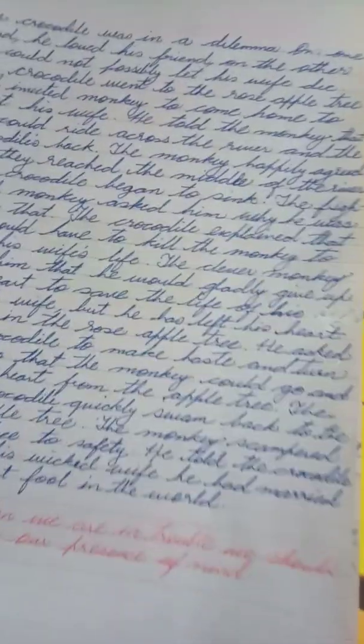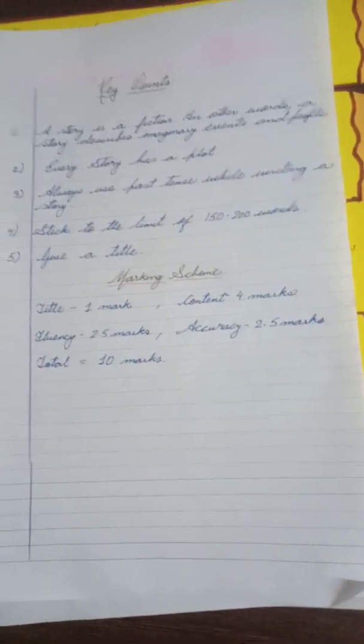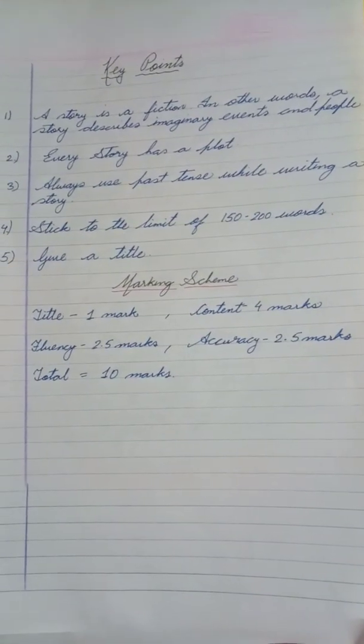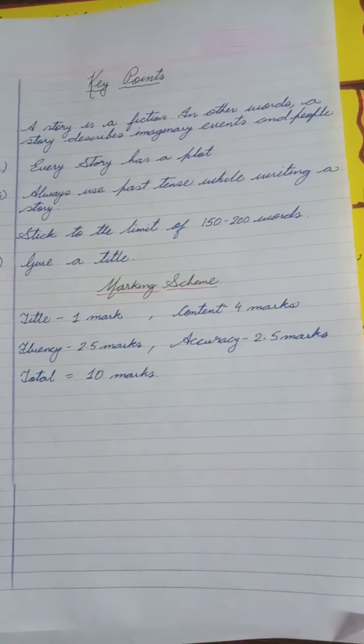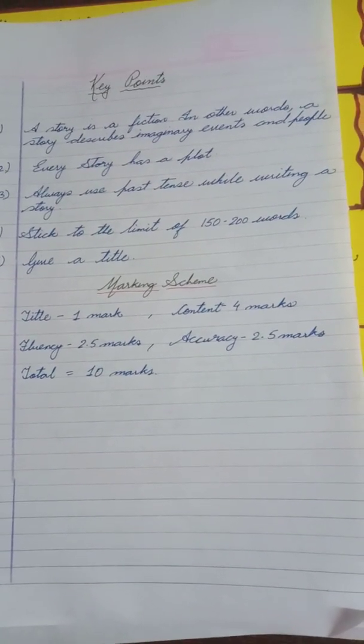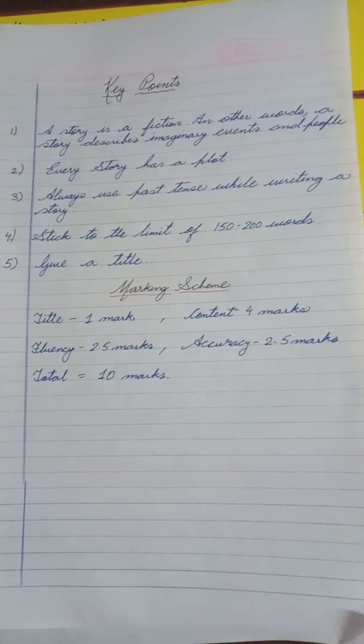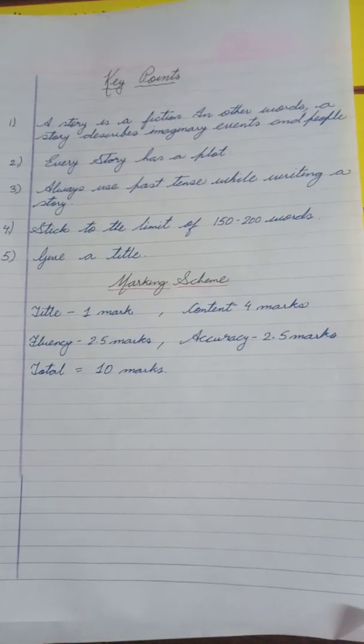Now next comes, children, key points. Let's keep in mind the key points of story writing. It's just a recap kind of thing which we are going to do. Now, a story is a fiction. In other words, a story describes imaginary events and people. Every story has a plot and elements, which we have already discussed.